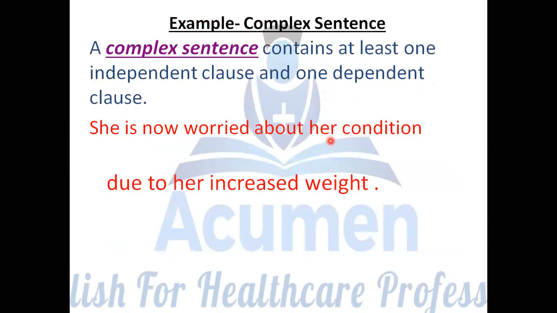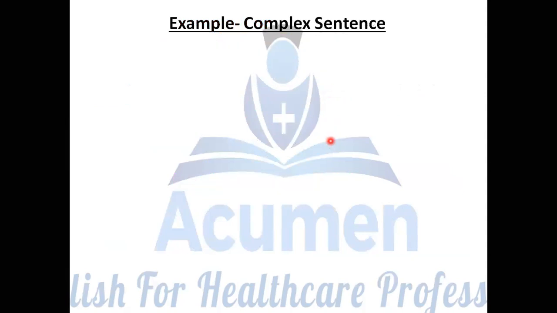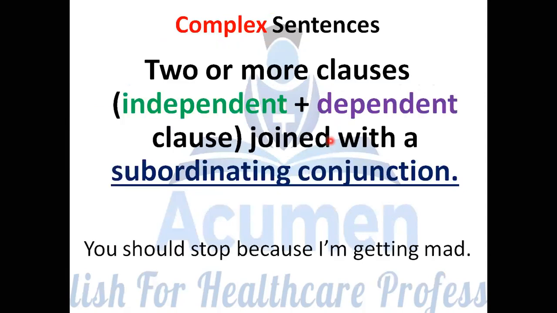Okay, so what is a complex sentence then? A complex sentence is a sentence which will have two or more clauses. In a compound sentence, you have two independent clauses, but in a complex sentence, you can have more than two clauses. And that is why it is very, very popular in writing, because it helps you to continue the same sentence without having the need of starting a new sentence.